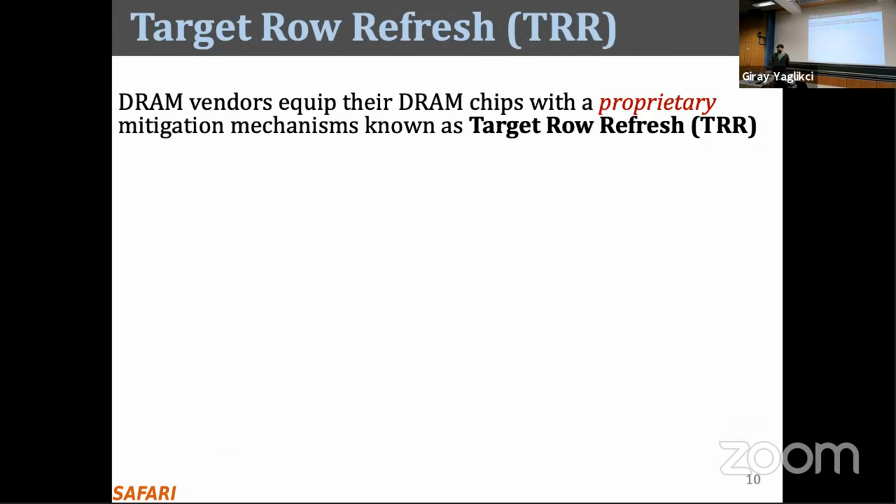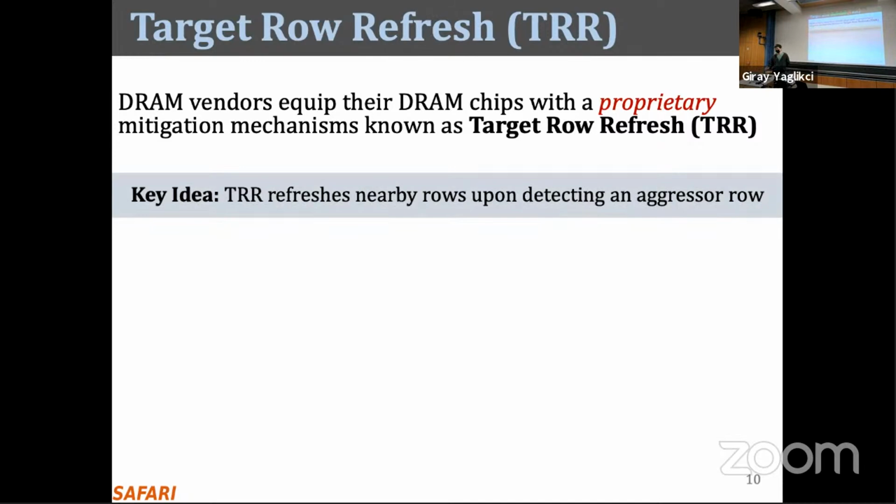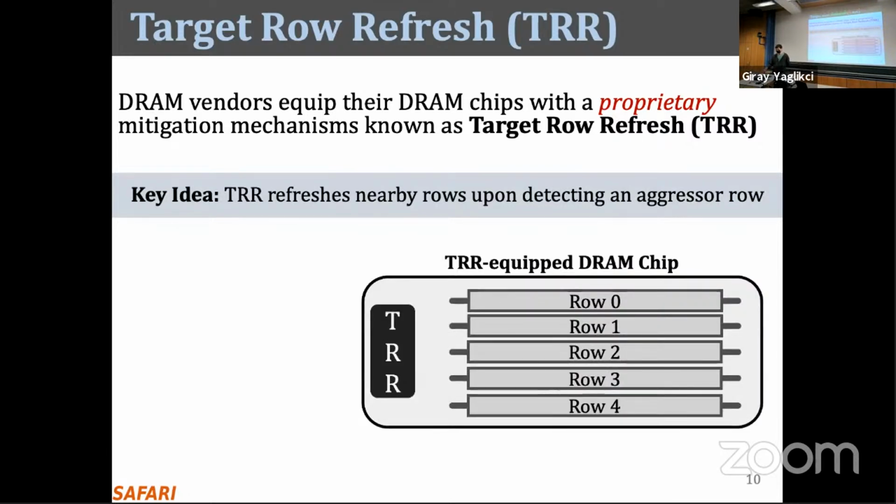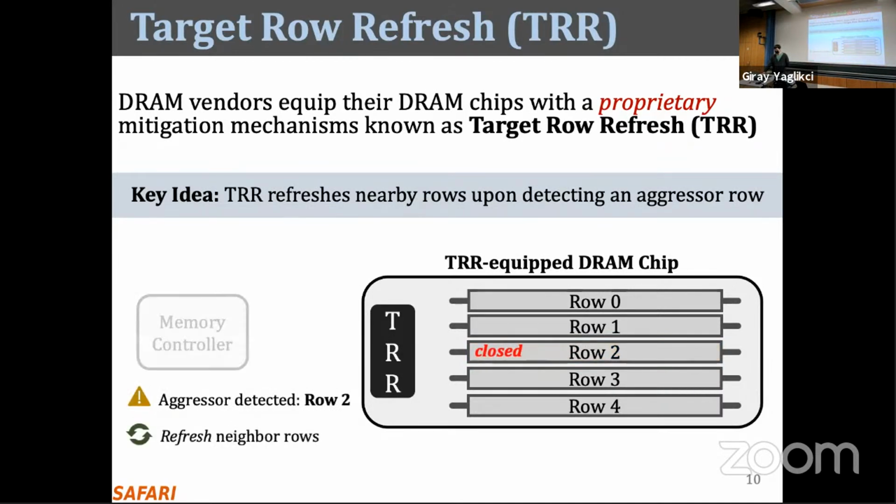To protect their DRAM chips against RowHammer, DRAM vendors currently implement RowHammer mitigation mechanisms, typically called target row refresh, or TRR. The key idea of TRR is to refresh nearby victim rows upon detecting a potential aggressor row. We demonstrate how TRR operates at a high level. The TRR mechanism detects an aggressor row as a result of repeatedly activating and precharging the same row. To protect the neighbor victim rows from experiencing RowHammer bit flips, TRR refreshes the victim rows by performing TRR-induced refresh operations.